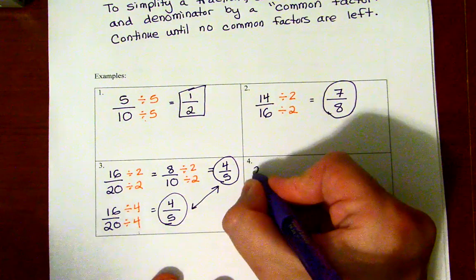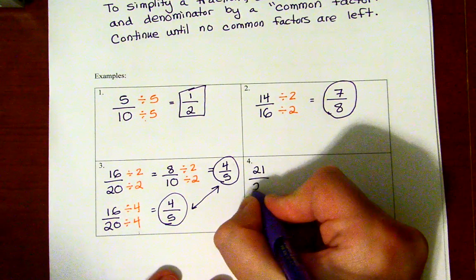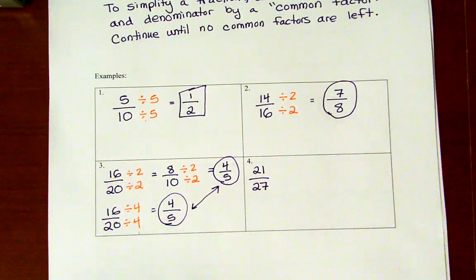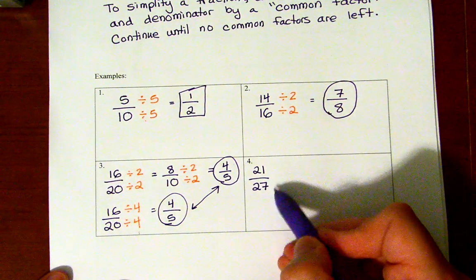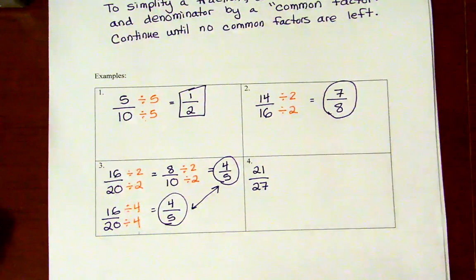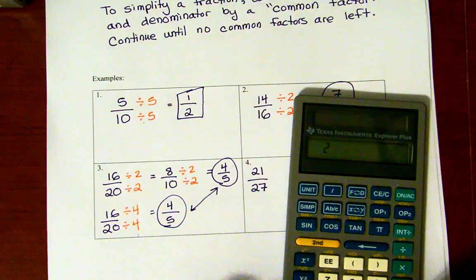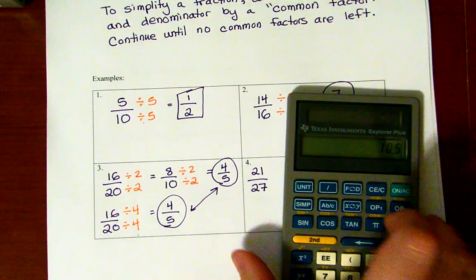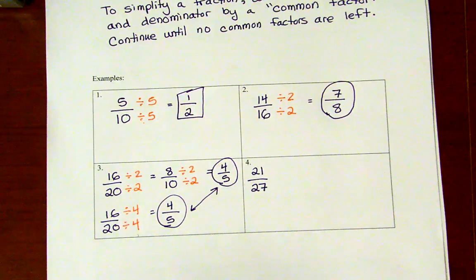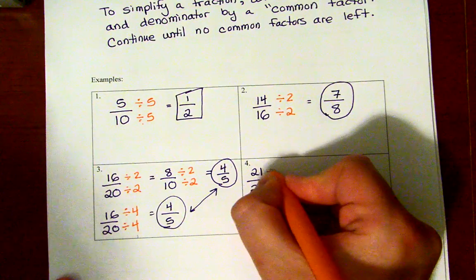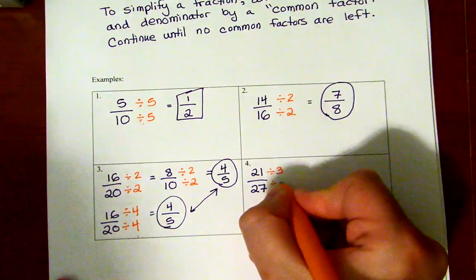Okay, one more. 21 over 27. What can you divide both of those numbers by? Well, they're not even numbers, so I can't divide by 2. If you're not sure about that and you try dividing by 2 on the calculator, 21 divided by 2, yeah, that's a decimal. That's not okay. So then let's just sort of work our way through some other numbers. If you can't divide by 2, let's try to divide by 3. And actually, divide by 3 is going to do it.